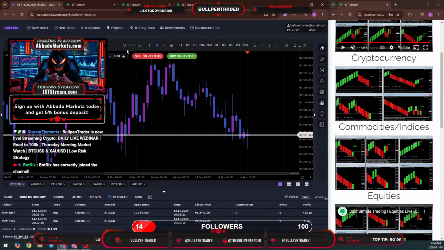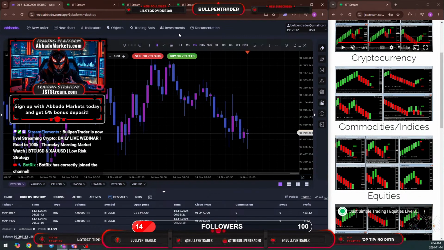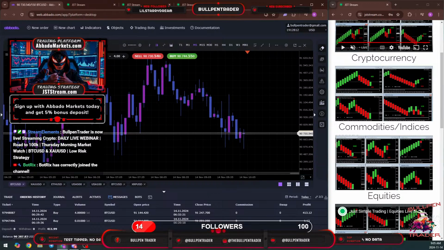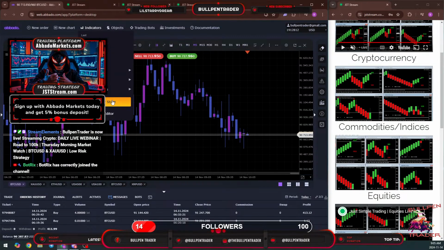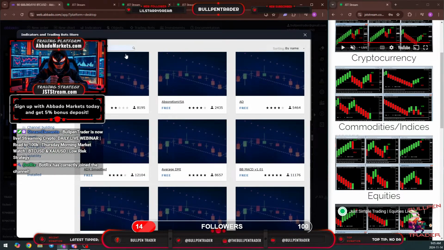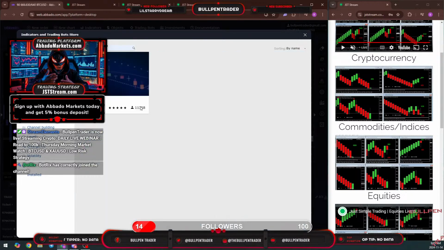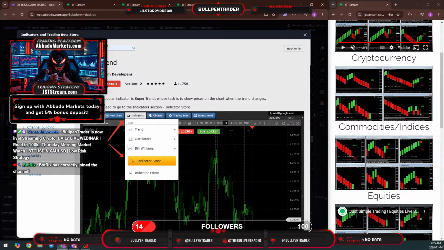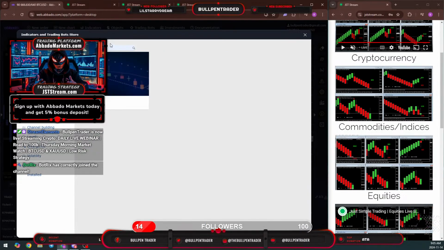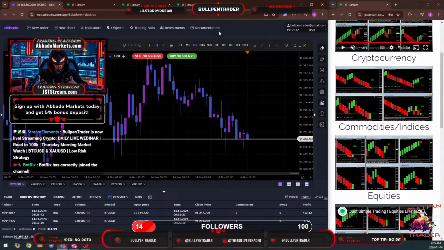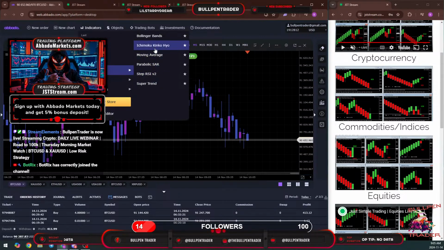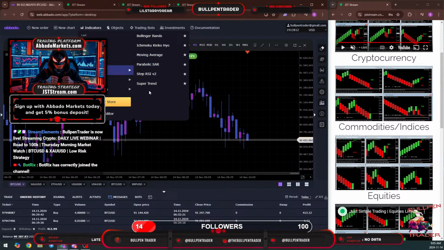When we are going to be using the platform, we're going to set up two different indicators on our chart. Welcome Pino. We're going to click the indicators tab right here, go to the indicator store, search for super trend, and once you see that, you're going to click it and hit install. Then you're going to click back to the all section and search for SAR. Once you do that, you're going to find the parabolic SAR, hit install. Then you can go back to your indicators tab and find them in the trend section.